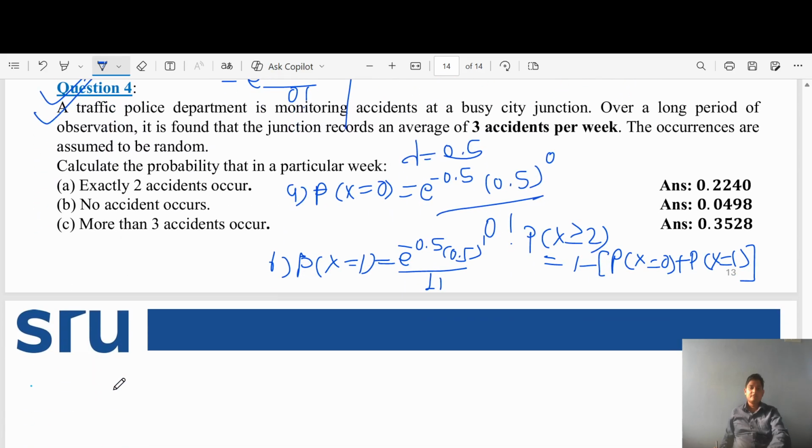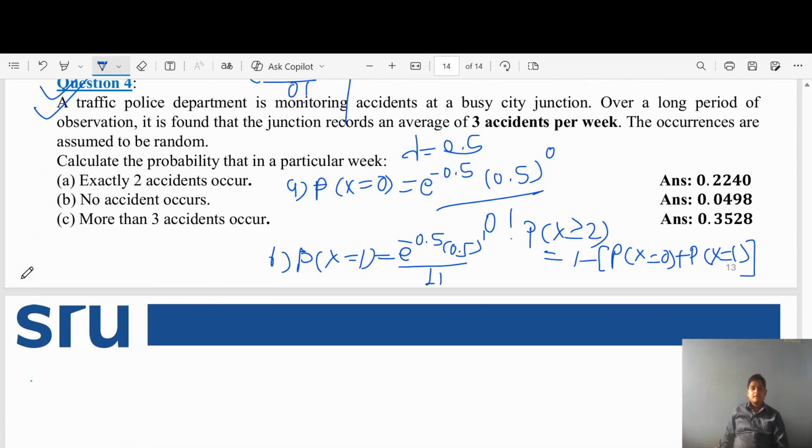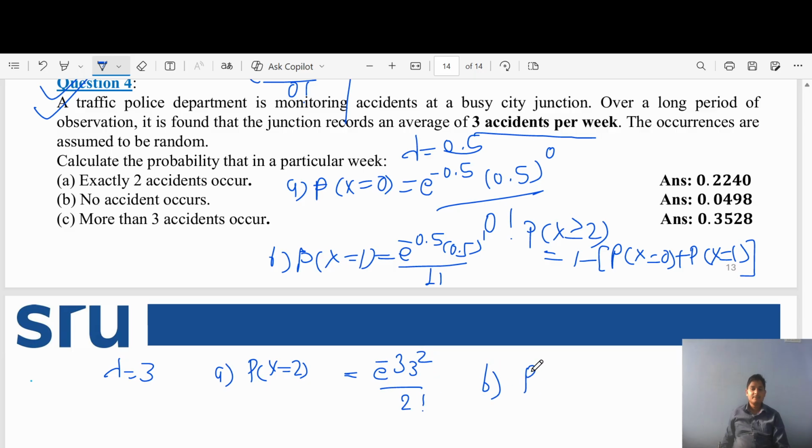Now we solve the last one also. So there are 3 accidents per week is given. So lambda is 3 accidents per week. A part, exactly 2, P(X=2) means e to the power minus 3, 3 to the power 2 upon 2 factorial. B part, no accidents means P(X=0). So e to the power minus 3, 3 to the power 0 upon 0 factorial.